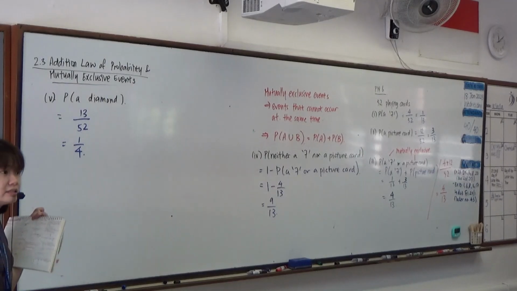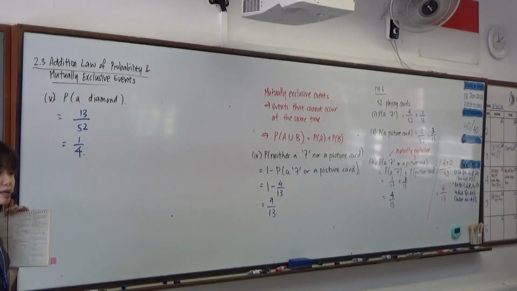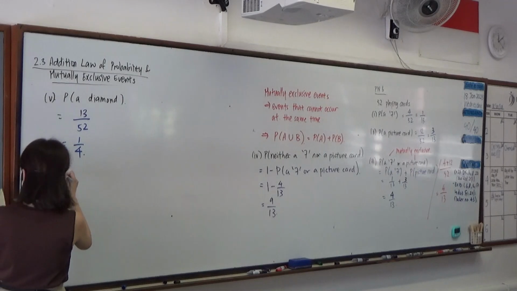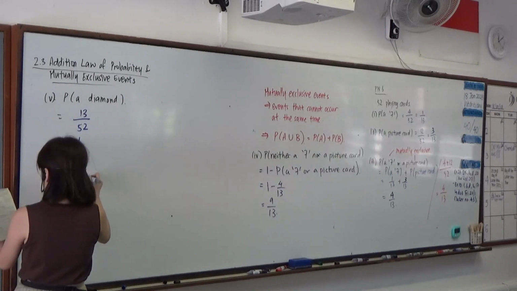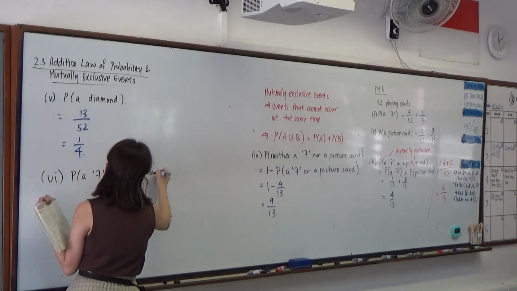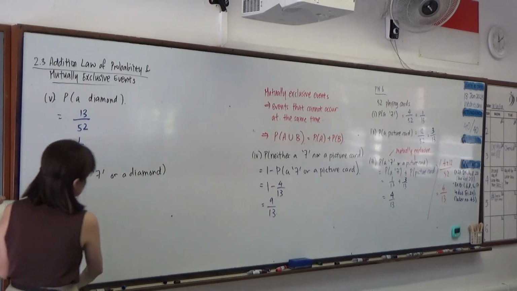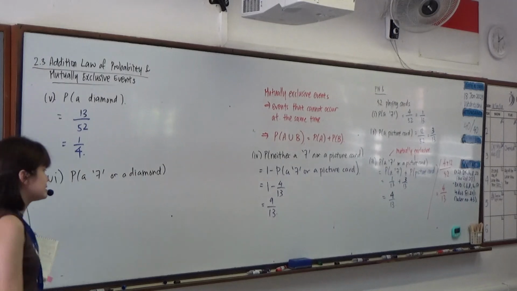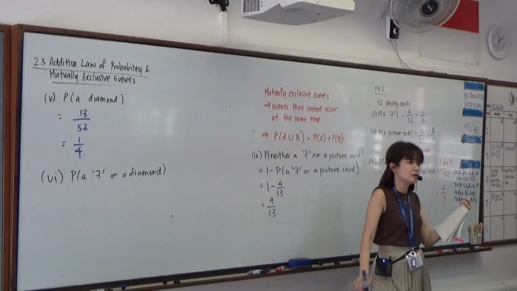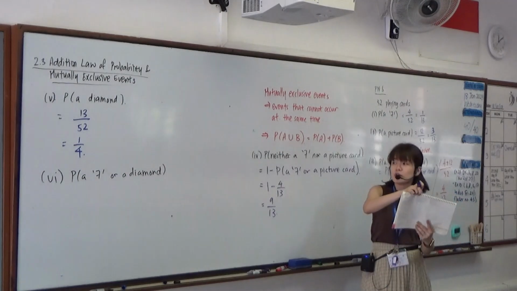Diamond is what color? Black, red, okay? So, last one. Can say either a 7 or a diamond. Can 7 and diamond happen at the same time? Yes. Okay, so are they mutually exclusive? No. They are not mutually exclusive.